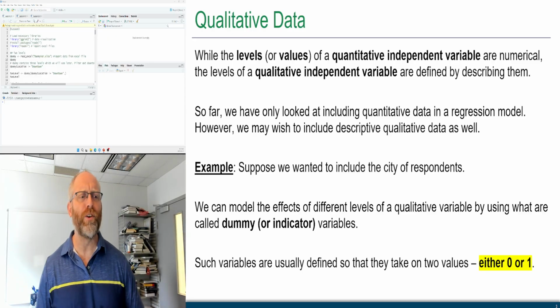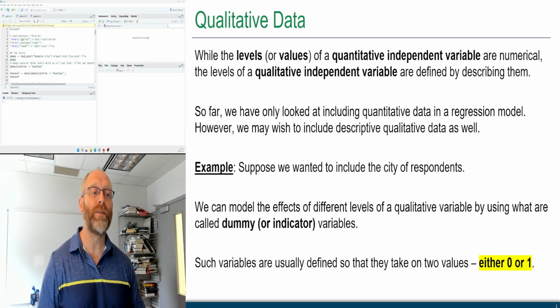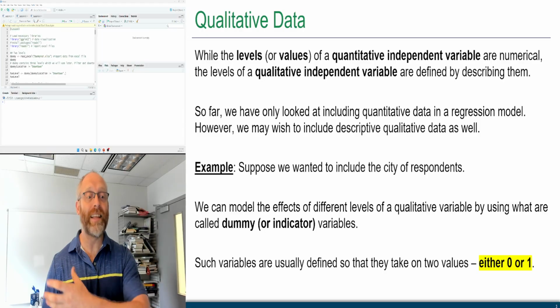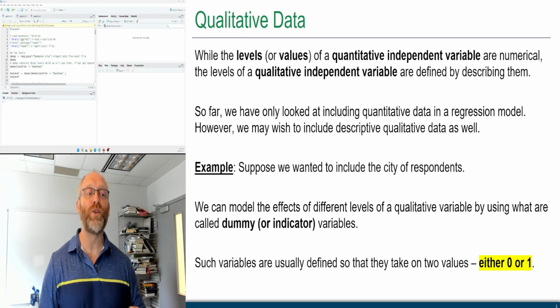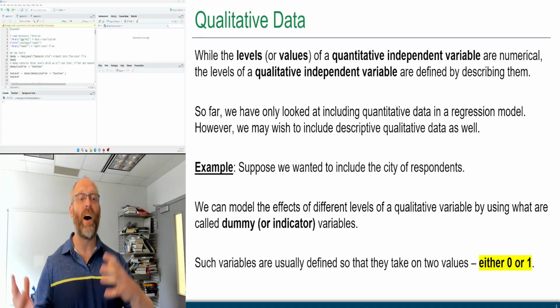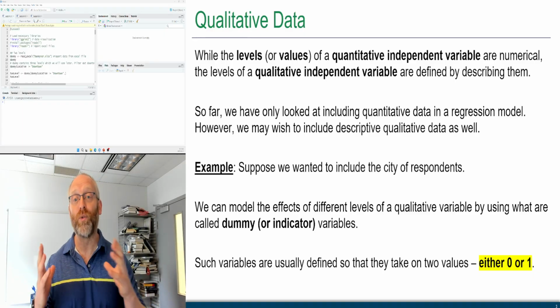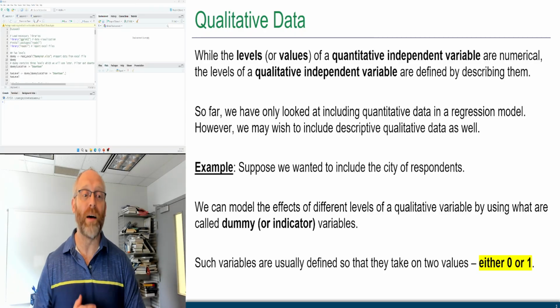All right, so far we have only looked at including quantitative data in a regression model. However, we may wish to include descriptive qualitative data as well. Going back to the city example, suppose we wanted to include the city of respondents. If we have two cities, we can't simply add them together. But how do we treat this variable? Do we just throw it in as we normally would? If I have a numerical variable, this could be just x1 in our model, and x1 can take on any value within its given range. Does this work the same for categorical? Well, the answer is no. So this is why we're going to have to include what is called a dummy variable.